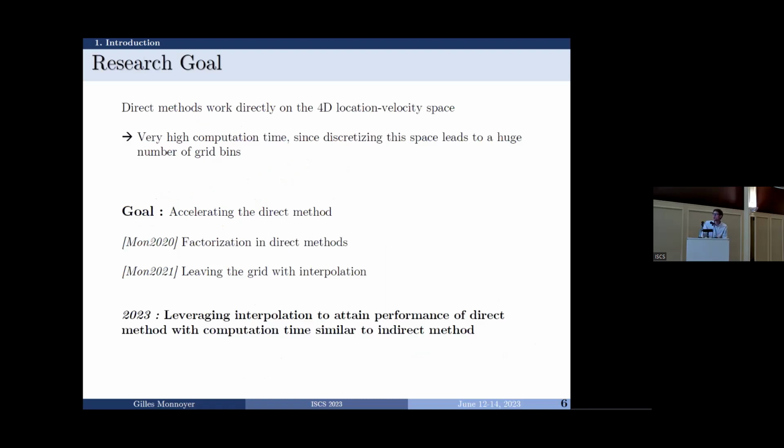So basically, the goal of this talk is to show a method to still keep the advantage of the direct procedure while having a computation time which is more similar to the indirect procedure. To do so, we will leverage a technique about cross-factorization, but the emphasis will also be on the interpolation, which will be used to perform what is called grid hopping. The interpolation will be used to go from one grid, which is defined in the range domain, to another grid, which is defined in the location domain.